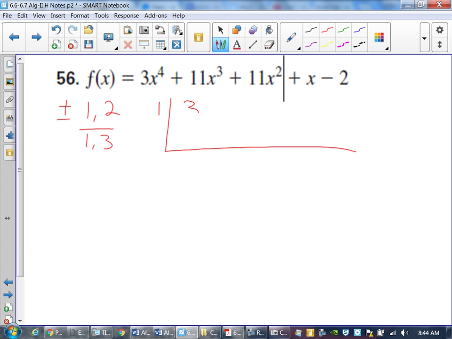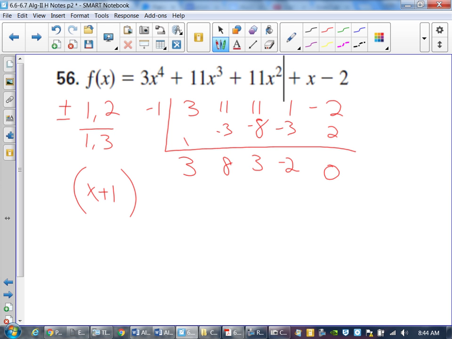Start with 1, 3, negative 2. This is 56. Not going to happen. Yeah, it does. I got a 0. Yay! So if my 0 is at negative 1, what is my term? It's x plus 1.